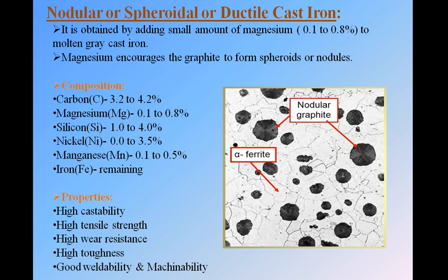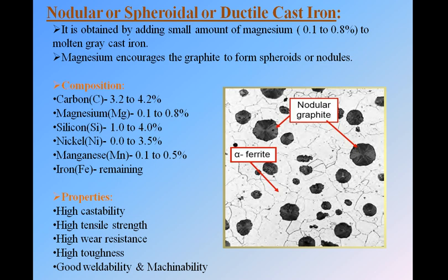It has high castability. Every cast iron is used for casting purposes only, so it has high castability, and high tensile strength also, because as we have added the magnesium, it improves the ductility and the malleability of the material, so that it increases the tensile strength. Okay, next, high wear resistance. As it is a cast iron having a higher percentage of carbon, it has higher hardness and higher wear resistance.